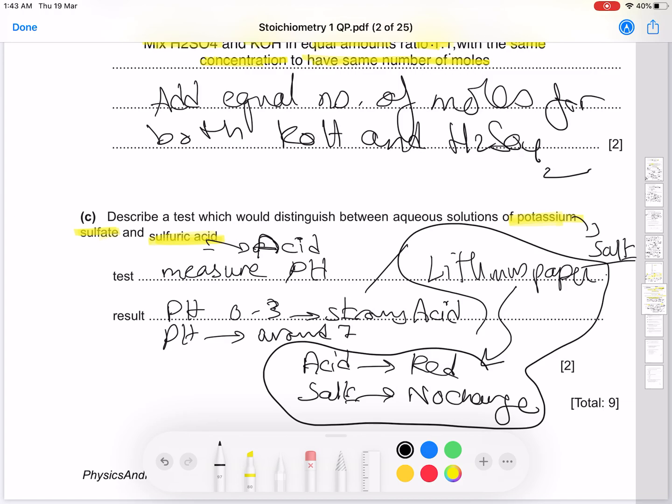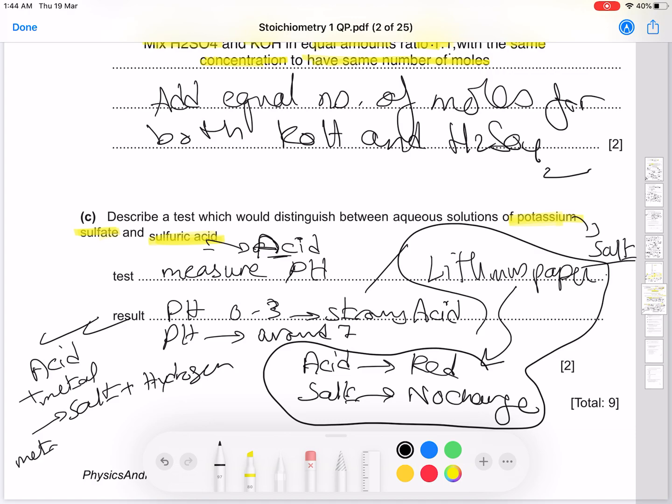There are some other reactions that you can use to differentiate between them. For example, you can use any test for acid. Acid plus metal, if you remember, we said it gives salt plus hydrogen. So this will only work with the sulfuric acid, while with the potassium sulfate, if you just add metal, it will have no reaction. So those are multiple answers that you can choose from.